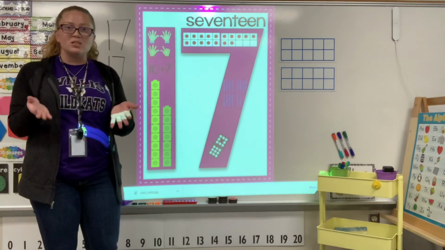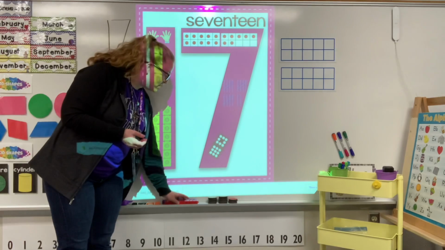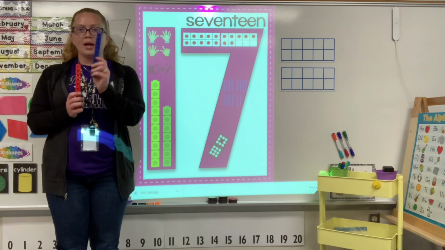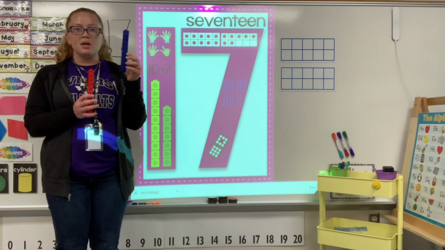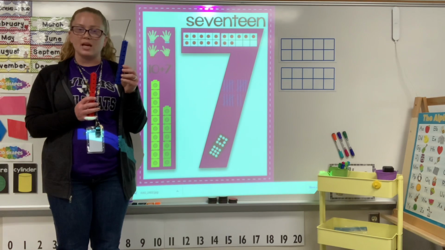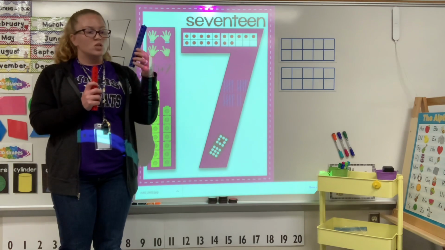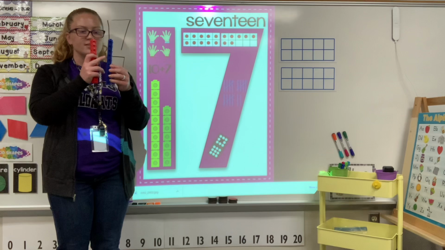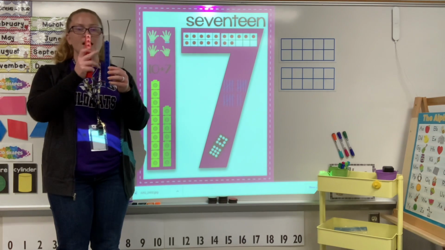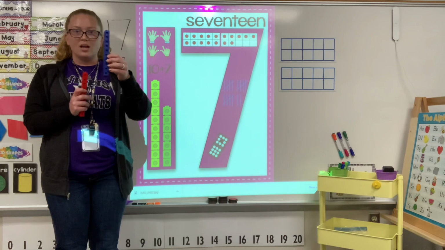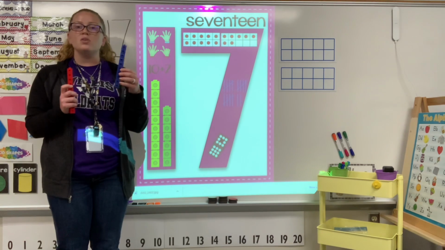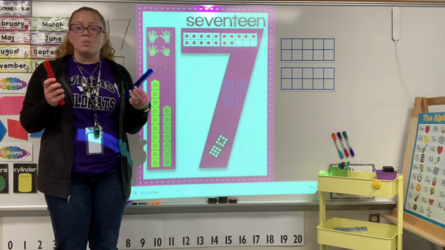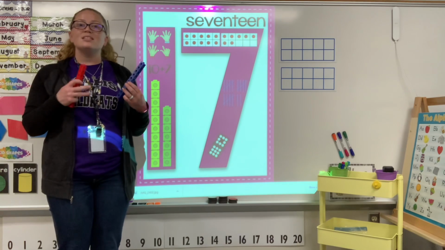All right, I want to practice with you building the number 17 with my cube towers. So I'm going to start with my blue tower. I want to make sure there's 10 because I know I need to start with 10 to build my number 17. So I'm going to count 1, 2, 3, 4, 5, 6, 7, 8, 9, 10. So I know I have 10. Now how many more do I need to build the number 17? Yes, I need 7 more because 17 is 7 more than 10.